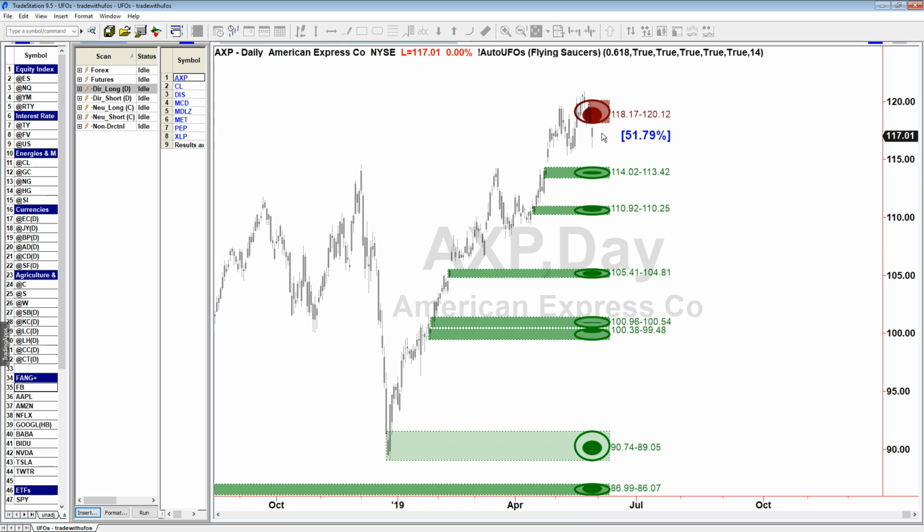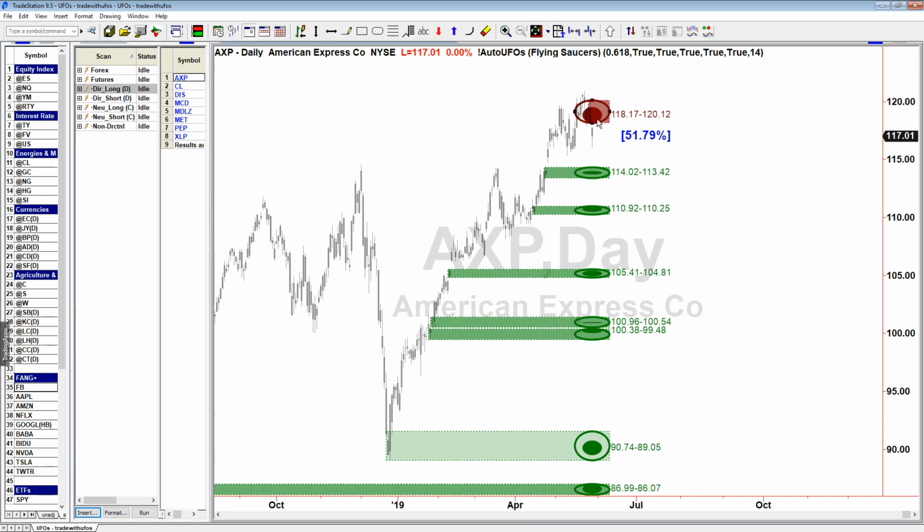Beautiful uptrend. A little concern is that price is a little close to the red UFO. Again, not too concerned, in the sense that in an uptrend, typically the sell-on-fill orders will be cancelled and buy-on-fill orders will be added. So this red UFO is not a major concern, but I would rather have it not be there.